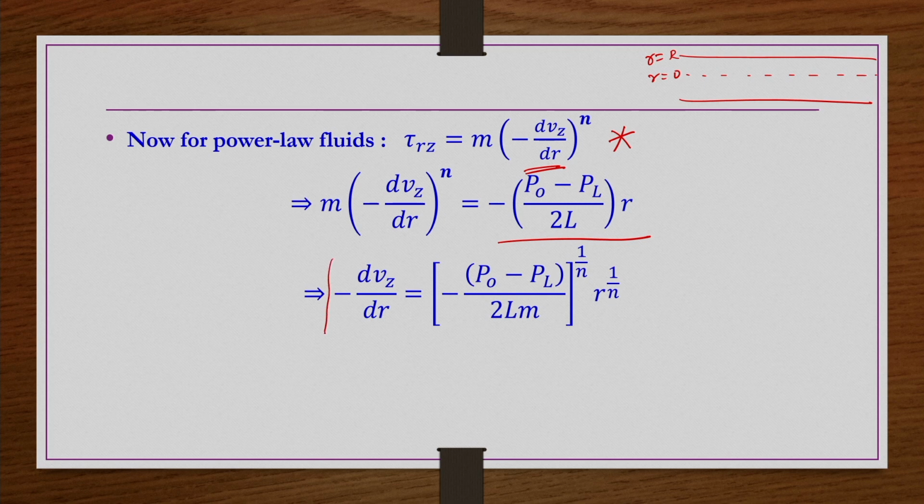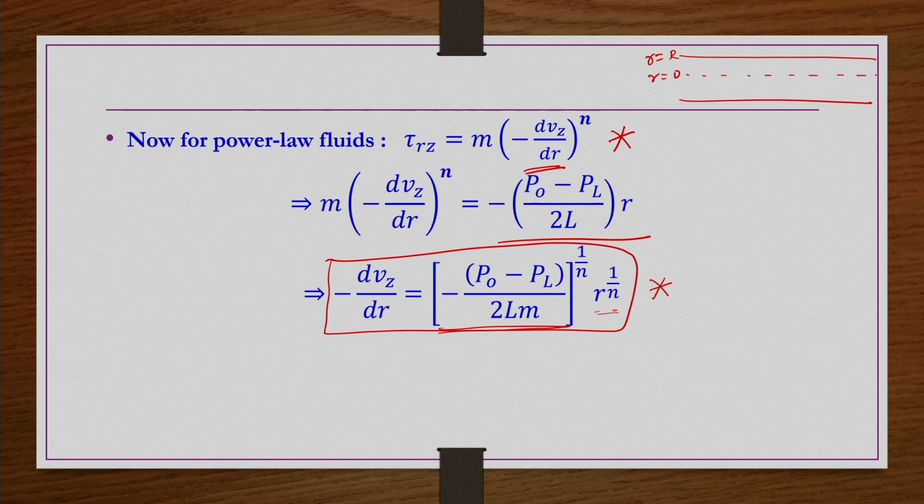This expression is nothing but the variation of the shear rate, how the shear rate is varying with r, because the parenthesis term is constant for a given power law fluid of known m and n values. So, the shear rate is changing as r power 1 by n. We are going to use this later also for other simplifications.